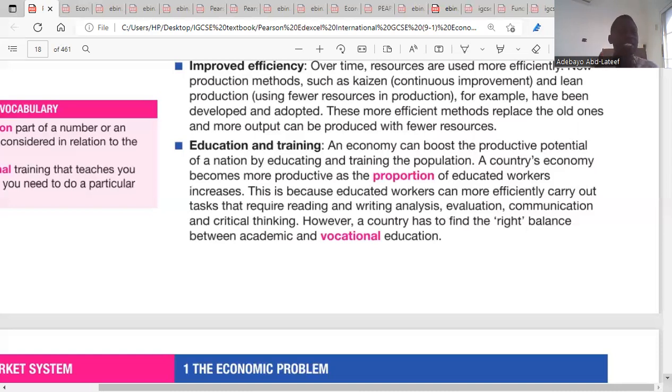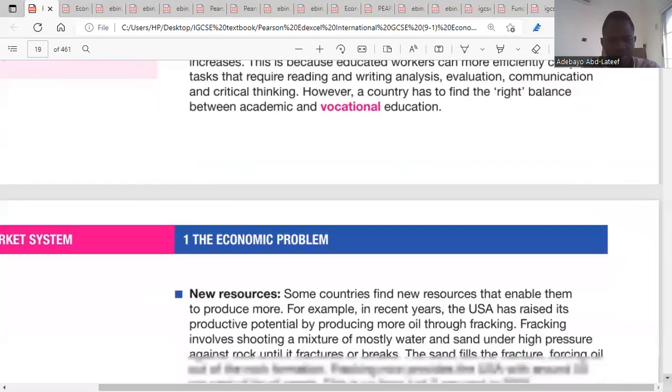So an economy that is able to use technology, an economy that is able to improve its efficiency by adopting new production methods, an economy that is able to educate its population and train its workforce will definitely have improvement in output. That means the output of that country will increase. Do you understand what economic growth is all about now? Great. Then we go on.